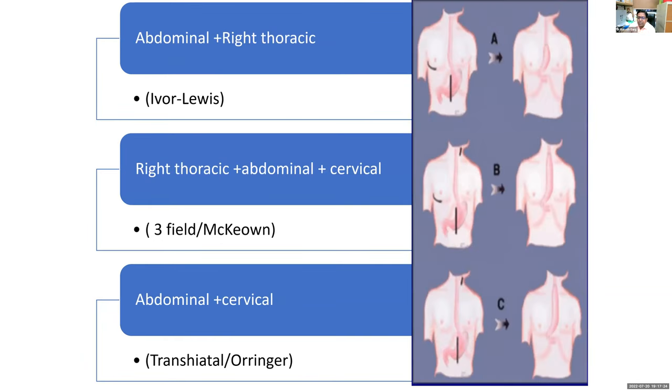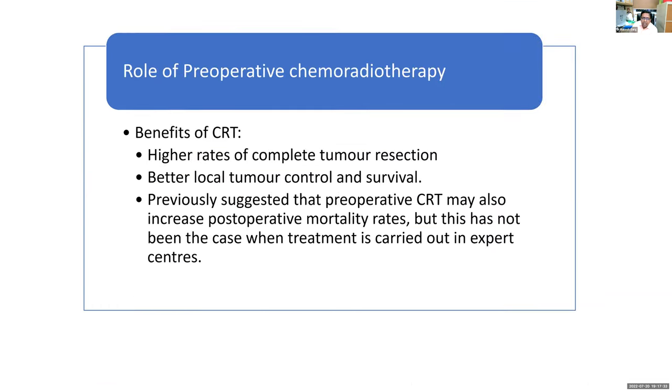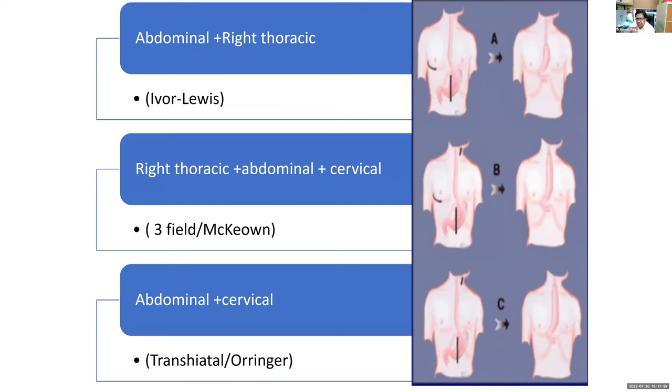Now, when these patients are posted for surgical procedures, we need to understand the various surgical techniques, because perioperative management of these patients would differ in these types of surgical procedures. Either they will be posted for something called the Ivor-Lewis procedure, in which the approach is from two sites, the abdominal and a right thoracotomy, to have access to the esophagus, and then the anastomosis is done in the mediastinum.